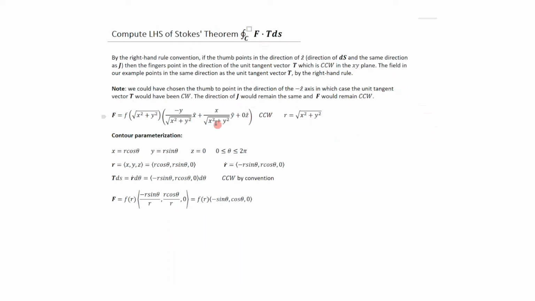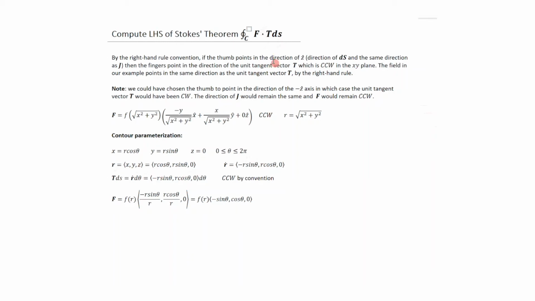Okay, so my field takes on this. It's counterclockwise, you can see, and the radius basically is just the square root of x squared plus y squared. So I'm going to have to parameterize the contour. I need to know what t dS is. So basically we choose x to be r cosine theta, y equals r sine theta. z is equal to 0 in this case. We're just basically on the xy plane. 0 is less than or equal to theta is less than or equal to 2 pi. And so r in this case will be just (r cos theta, r sine theta, 0).